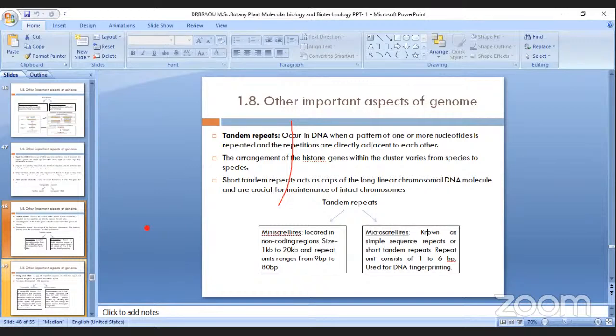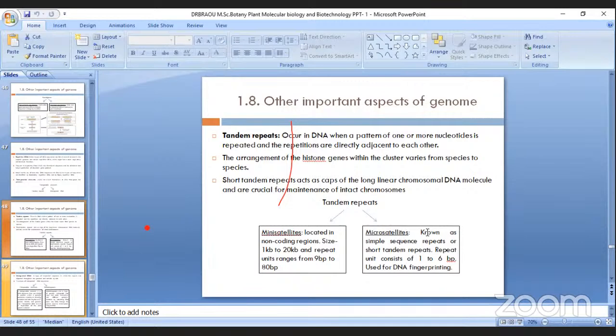Tandem repeats: mini satellites and microsatellites. Mini satellites are located in the non-coding regions. Generally the size of mini satellites is 1 kb to 20 kb, and repeat units range from 9 base pairs to 80 base pairs.